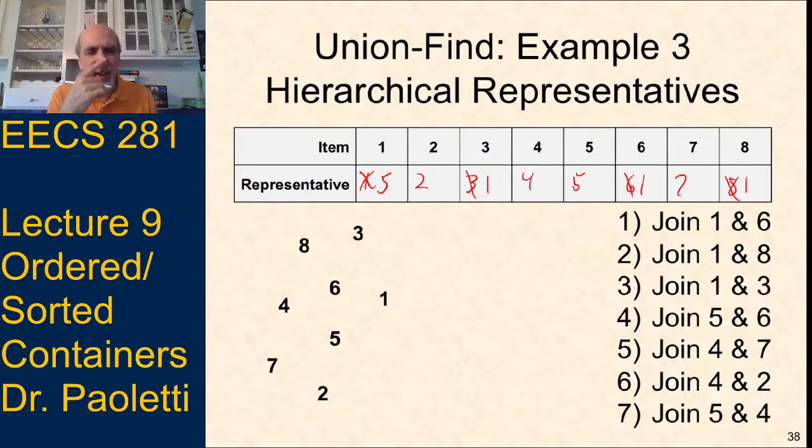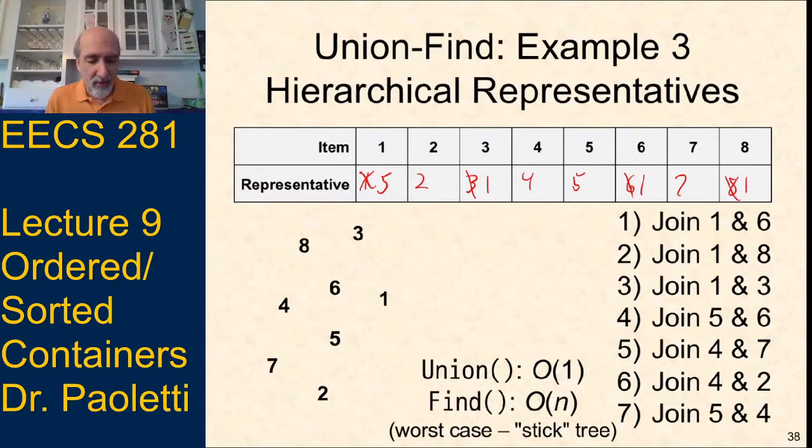Now the problem with this is, what about if I do another union with 6? 6 says 1, 1 says 5, 5 says 5, so I change it again. So I change the ultimate representative of 1 to be 2. Well, but now I change the ultimate representative of 5 to be 2. Now the chain keeps getting longer. So union is O of 1, find is O of n. It could still be a worst case with a stick.